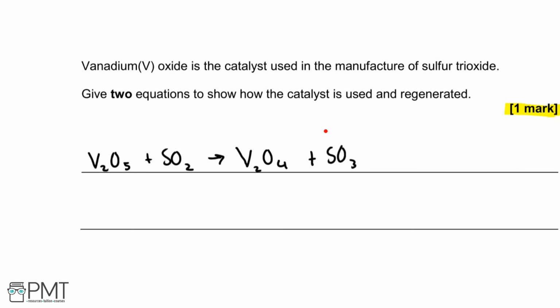So this is a simple regeneration. All that occurs is that our V2O4 gains an oxygen atom in order to reform the V2O5. So what we will see is that we have our V2O4 plus 1/2 of a mole of oxygen molecules to produce our V2O5. Multiples are allowed, so you could also say 2 moles of our V2O4 plus 1 mole of oxygen molecules forms 2 moles of V2O5. But regardless, we need both of these equations to gain the mark for this question.